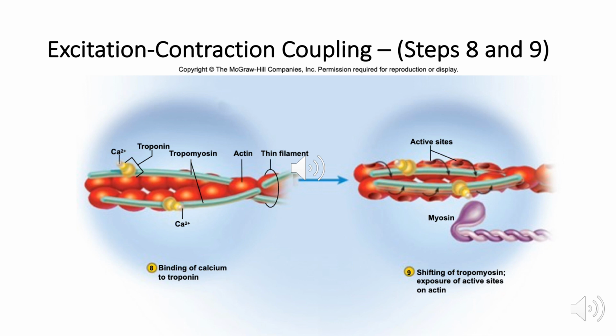In step 8, calcium binds to the troponin of the thin filaments. In step 9, the troponin-tropomyosin complex changes shape and exposes the active sites on the actin filaments. This makes them available for binding to myosin heads, which brings us to the next phase of the muscle contraction relaxation process called contraction.